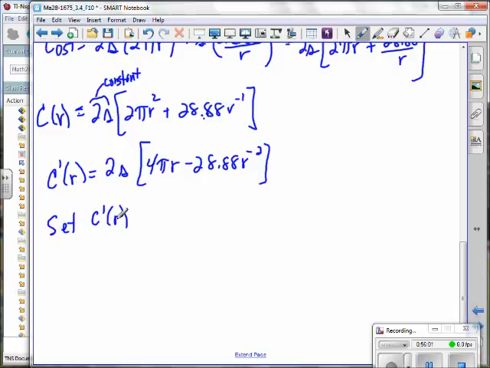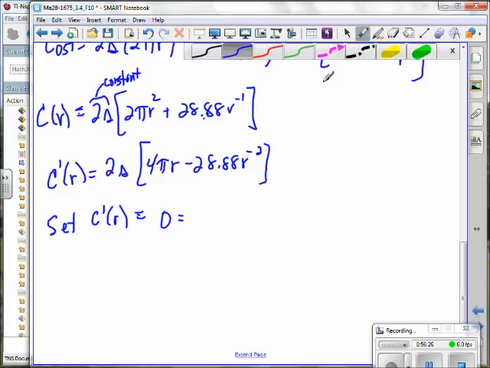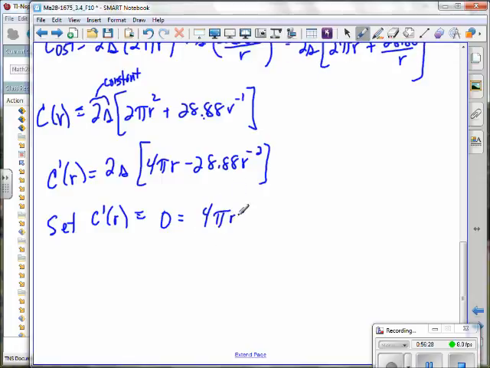After a while, we just repeat the same steps, don't we? Take the derivative, set it equal to 0. If I set it equal to 0, is the cost per square inch going to change? So it can't be 0. If that was 0 per square inch, that'd be pretty nice, but it's not. So the only piece that's going to help us is this 4 pi r minus 28.88 divided by r squared.